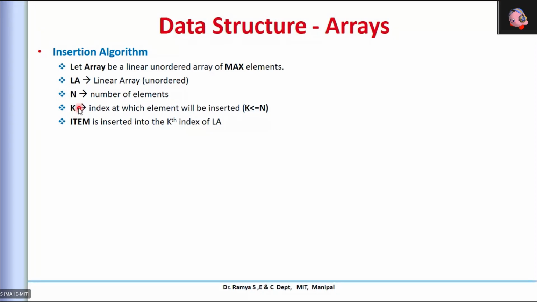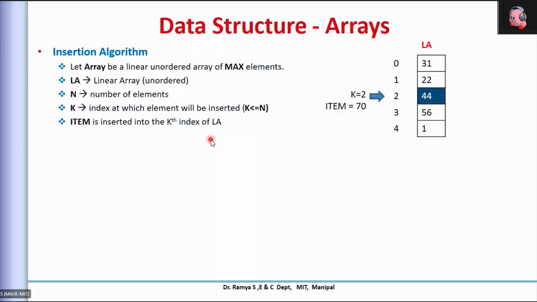K is nothing but where you want to insert the index. It can be 0, or the end, or any position, but it should be less than or equal to n. Now why this less than? Because you have already told n is the number of elements. The item is nothing but the value you want to insert.